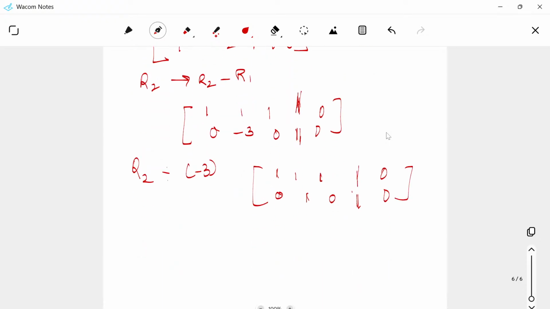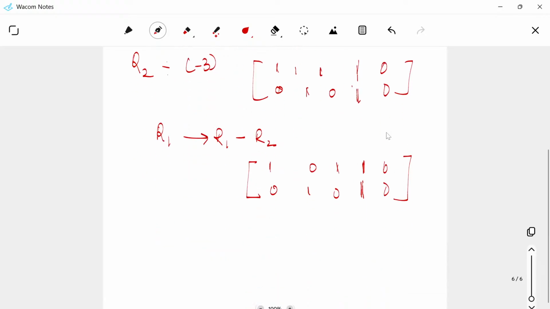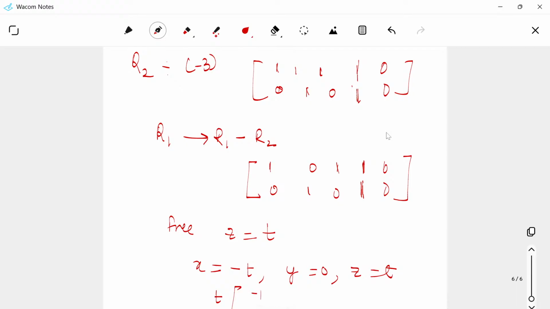Now R1 is R1 minus R2, [1 0 1 0; 0 1 0 0]. If we set free variable z equals t, x will be equal to minus t, y will be equal to 0, z equals t. So in the vector form it is t times (minus 1, 0, 1).